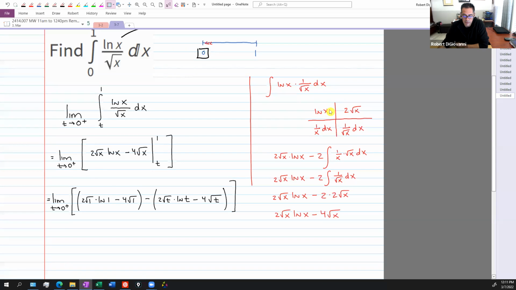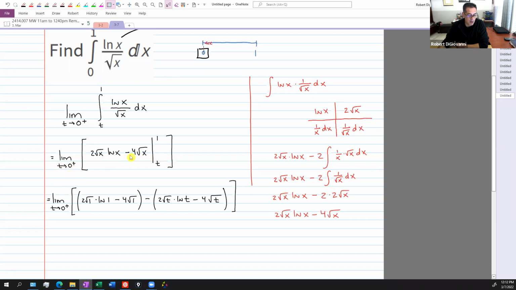So I know I'm going to take the derivative of this and get 1 over x dx. I'm going to take the antiderivative of this. Be very careful here. The antiderivative of 1 over root x. I'm not showing any work for that, but it's 2 root x. And then I use the formula, uv minus the integral of v du. I bring the 2 out. I multiply 1 over x dx times root x. That gives me a 1 over root x. Again, I have to find the antiderivative of that, which is 2 root x. That comes together. The 2 2's become a 4. And that's my antiderivative.